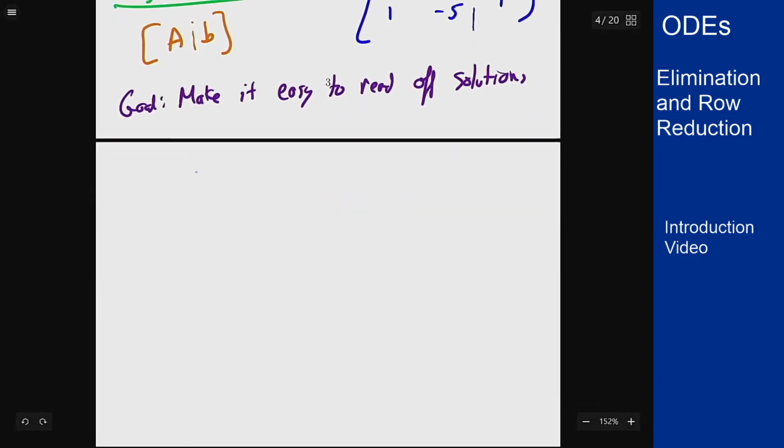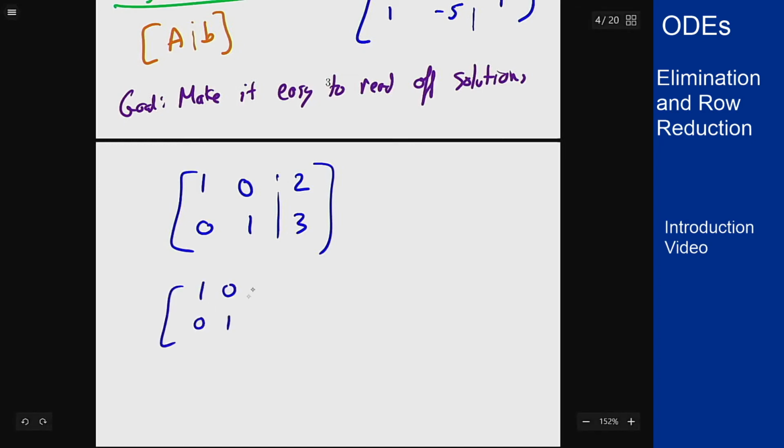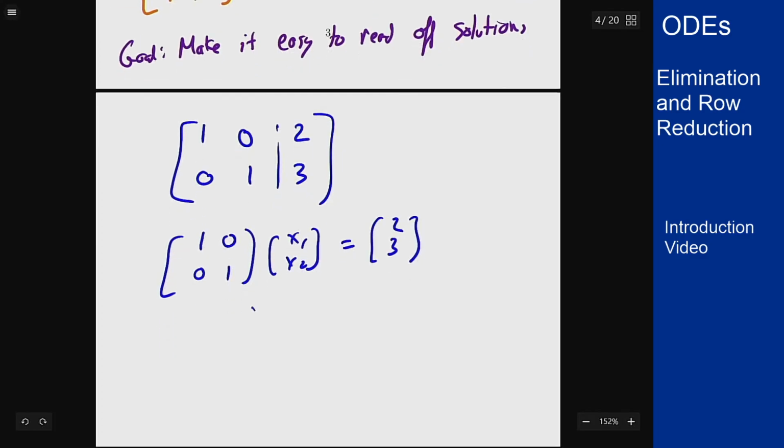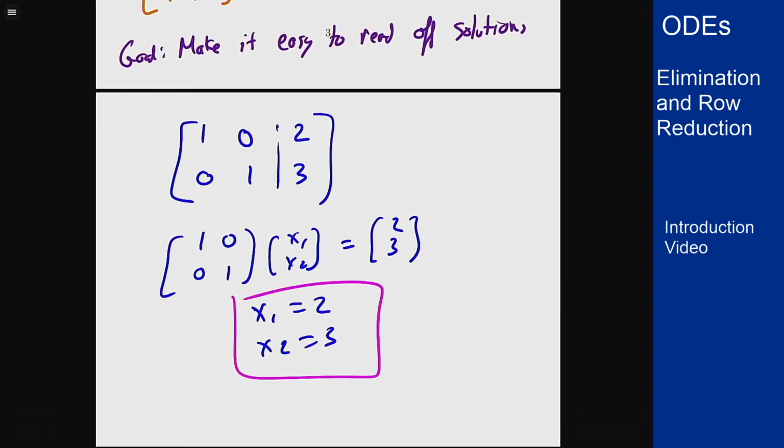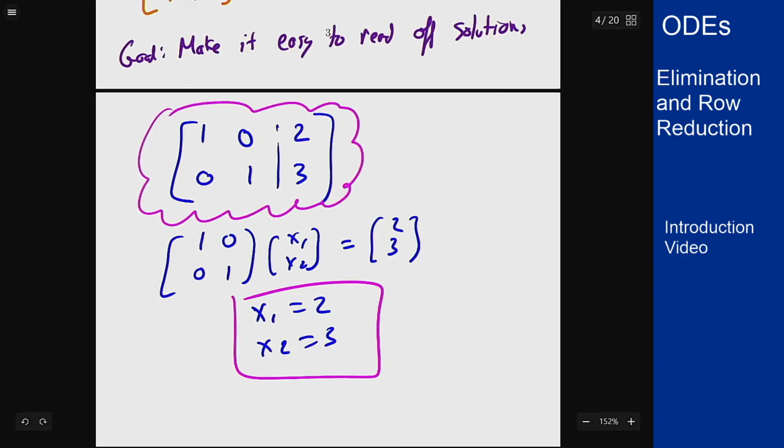Well, if I have something that looks like this, what does that correspond to in terms of system of equations? Well, if I do the whole process backwards, this is 1, 0, 0, 1 times x1, x2 equals 2, 3. Or writing that out, x1 equals 2, x2 equals 3. So if I had my matrix in this kind of a form instead, I can just read off, this tells me that x1, that's in the first column, equals 2, and x2, that's in the second column, equals 3. I'm done, there's my answer.